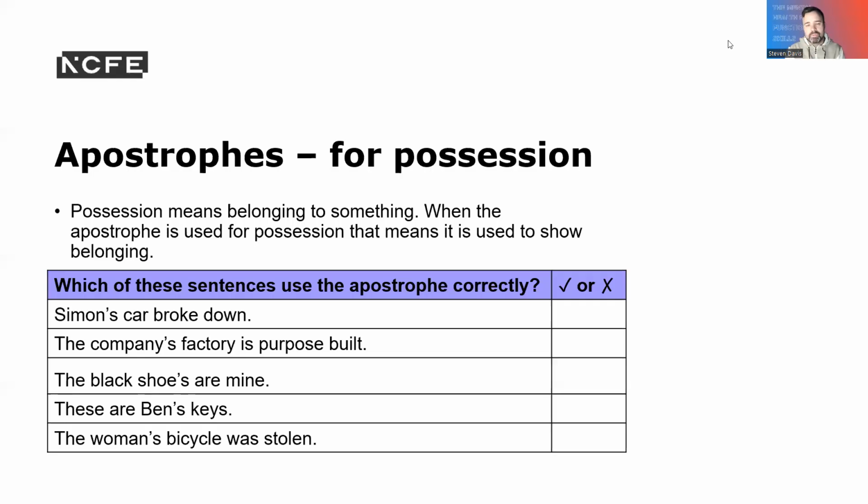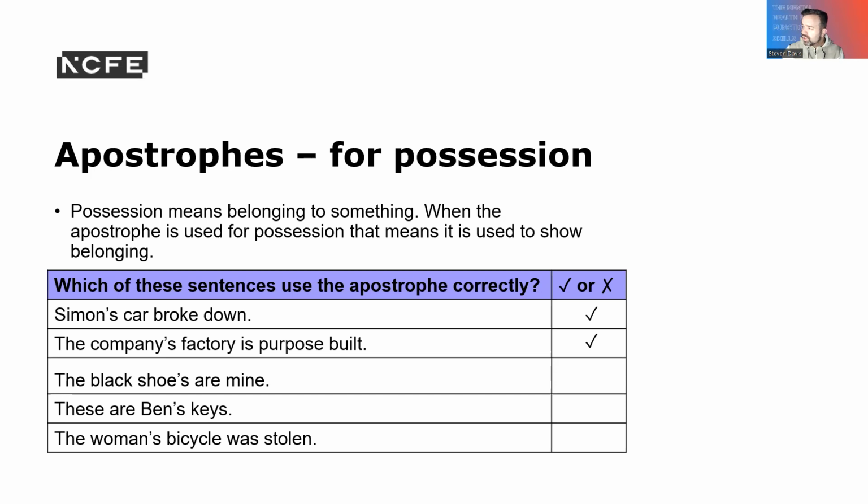So apostrophes for possession. Possession means belonging to something. So when the apostrophe is used for possession, this means it is used to show belonging. So which of these sentences uses the apostrophe correctly? So if we think of the fact of belonging, so Simon's car broke down. Yeah, because he owns the car. So that looks right. Okay, good. The company's factory is purpose-built, so that sounds right.